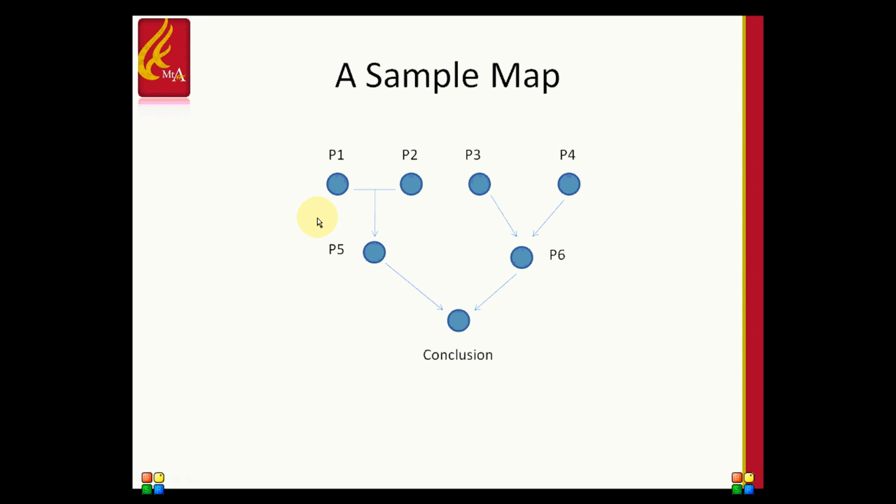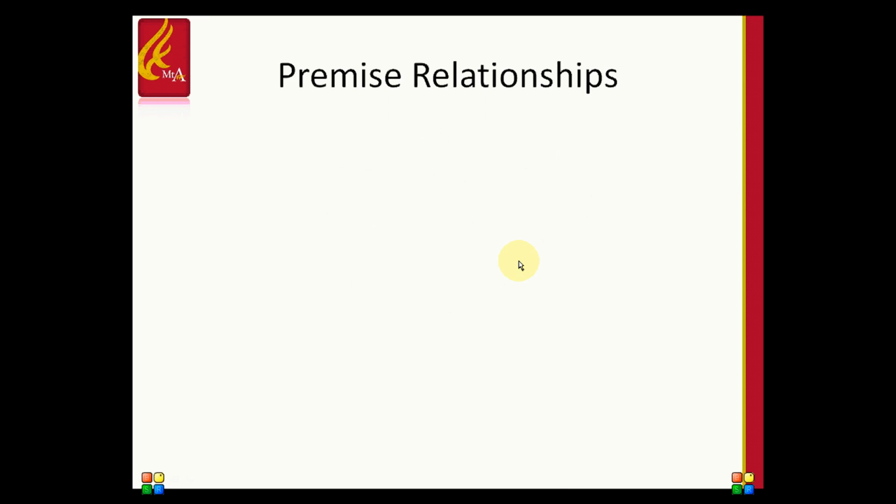Now, one thing you might notice is that there's a difference between how these two premises are related, 1 and 2, and how premise 3 and 4 are related. So here, I've drawn a line between them showing that there's some kind of connection between them. And here, there's no such line. There's just two arrows going to premise 6. The idea here is that there are different kinds of relationships between premises, so they can work together to support a conclusion in different ways.